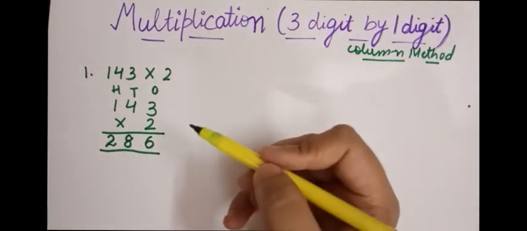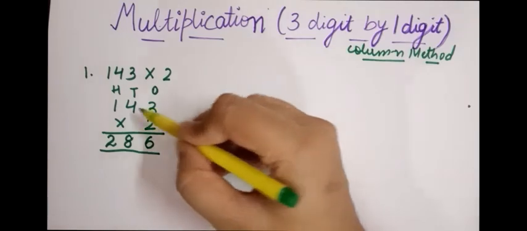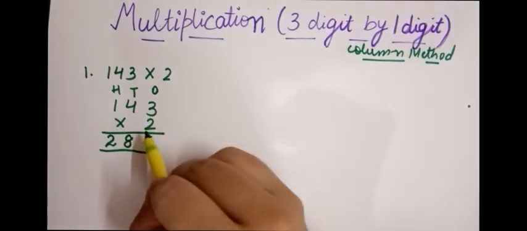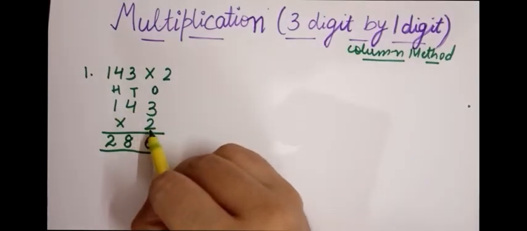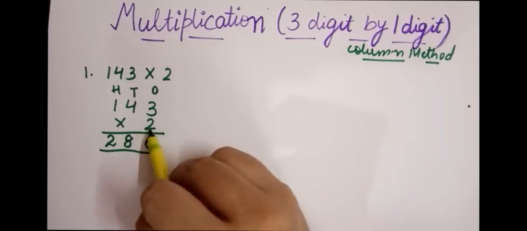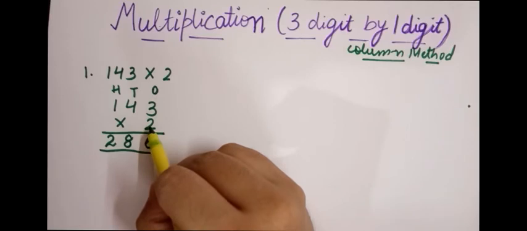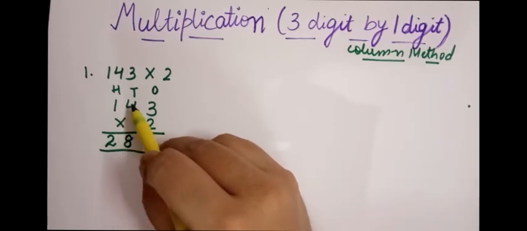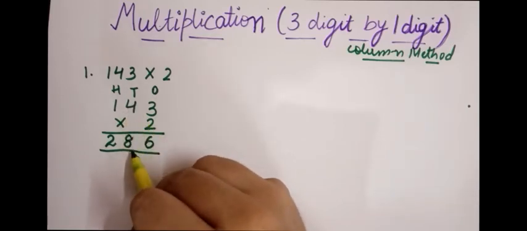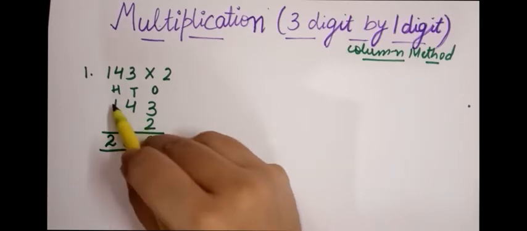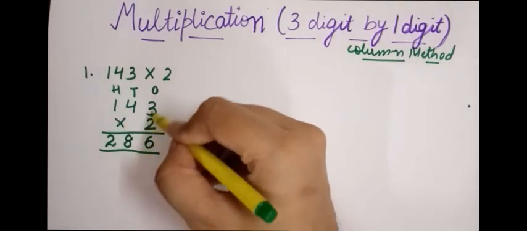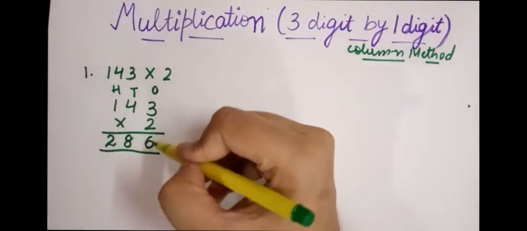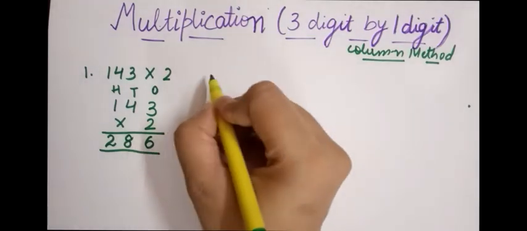So here the steps are, we have multiplied all the 3 digits by the single digit, that is 2. First I multiplied this 2 by this 3. The answer is 6. Then I multiplied this 2 by this 4, and the answer is 8. Then I multiplied this 2 by 1. It means all the digits I am multiplying by 2 only. Now let's come to the second one.